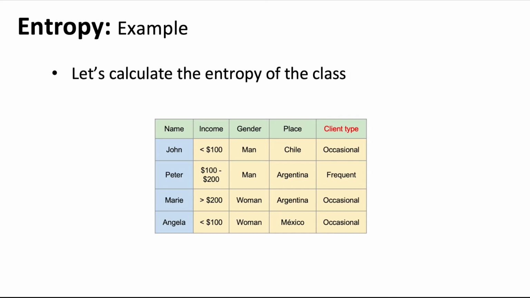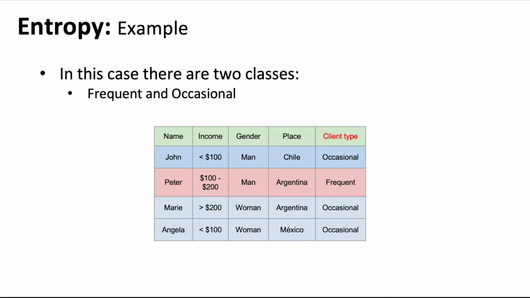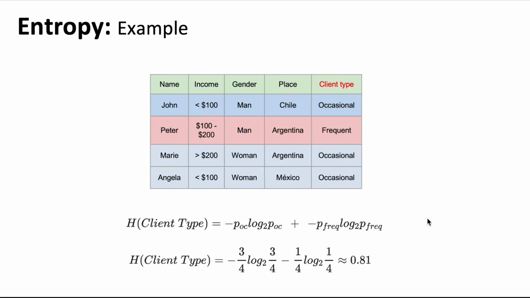Let's calculate the entropy of the class in this case. So we need to separate here the possible classes. And we can see that we have 3 cases in occasional and 1 case in frequent. So according to the previous formula, we need to sum the proportion of each of the classes times the log. So in this case, it's going to be 3 out of 4 for occasional and 1 out of 4 for frequent. So we sum these proportions, multiply by -1, and we get that the entropy is 0.81.